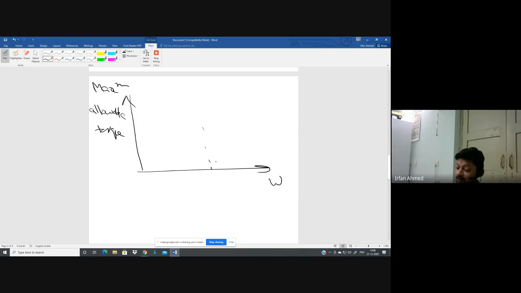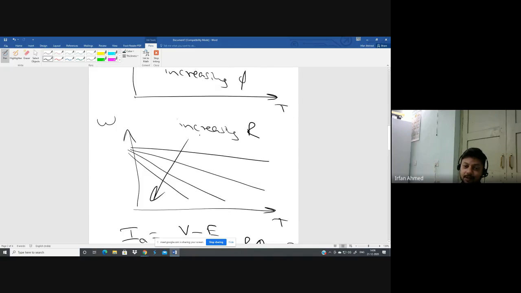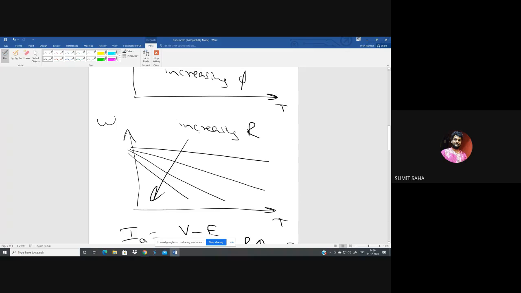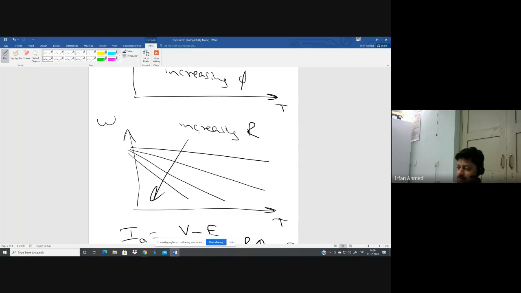Before coming here, we have seen the advantage of this method. What is the disadvantage of this method? I square R losses, less efficiency. Yes. As per our law, this method is highly inefficient.